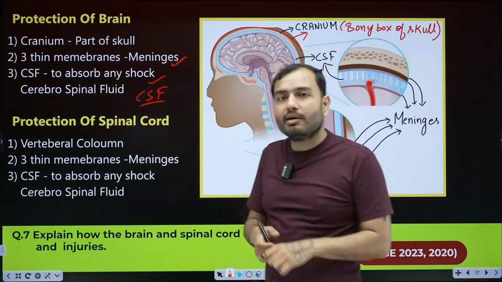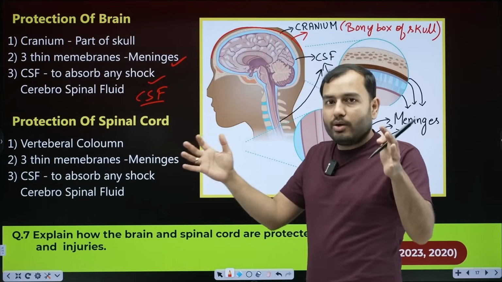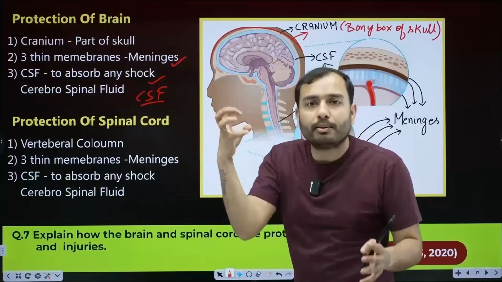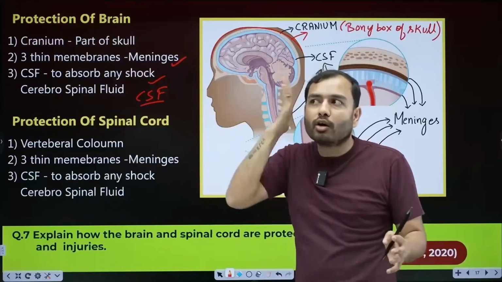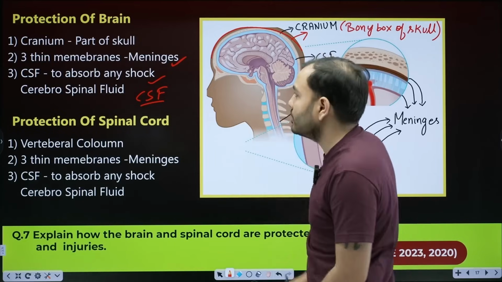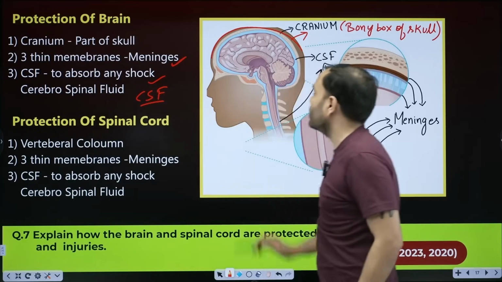Cerebrospinal fluid. What does it do, beta? Suppose a balloon is filled with water or fluid. If you hit it, what will happen? The fluid will absorb all the shock. The water will take the shock, and only a little of it will reach your brain. So the shock is reduced. They absorb any shock.